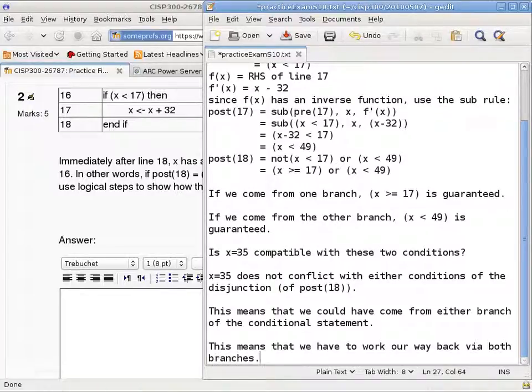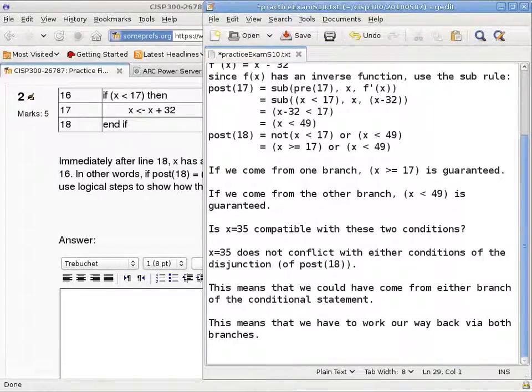X less than or greater than 17. Okay, so one branch is when x is less than 17 on line 16, goes through line 17, and eventually merges on line 18. That's one way. What is the other way?